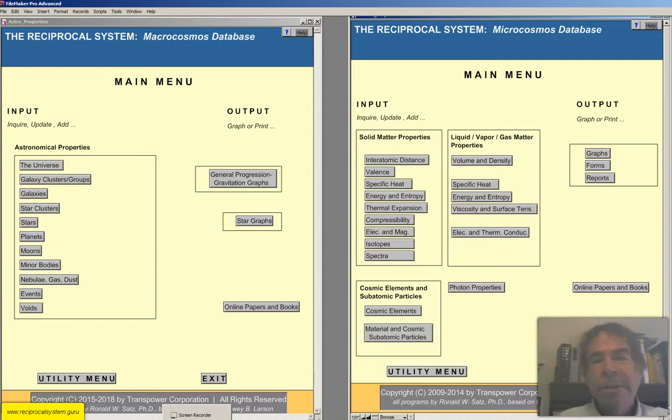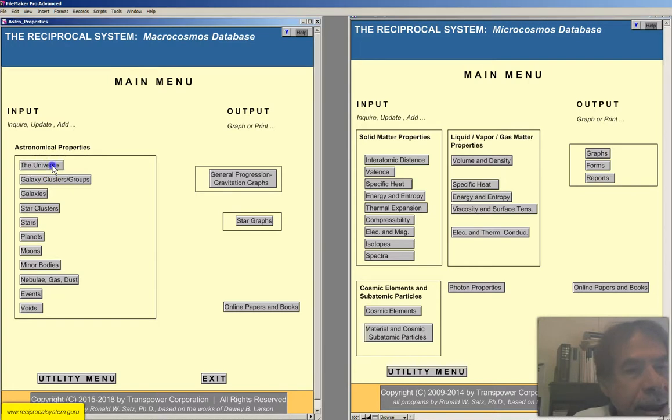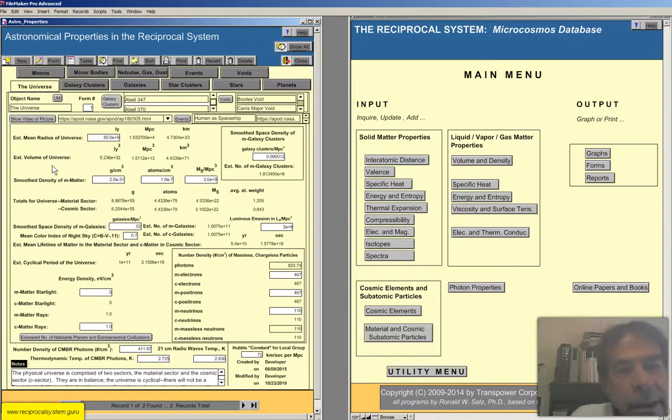I'm the author of the Reciprocal System Macrocosmos database, which you see here on the right. Last time we discussed the layout called the universe, and I'm going to click on that now. We covered all the fields, but we didn't cover the sub-layout here called estimated number of habitable planets and extraterrestrial civilizations. So let's go look at that today.